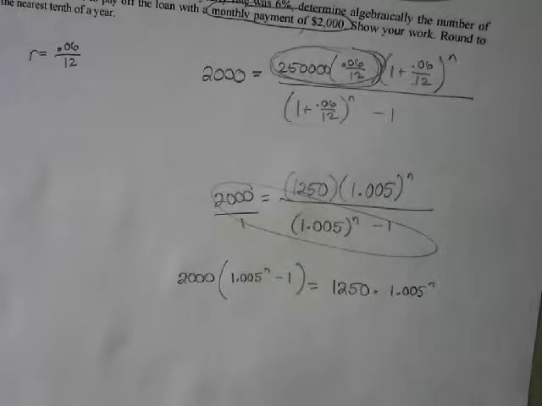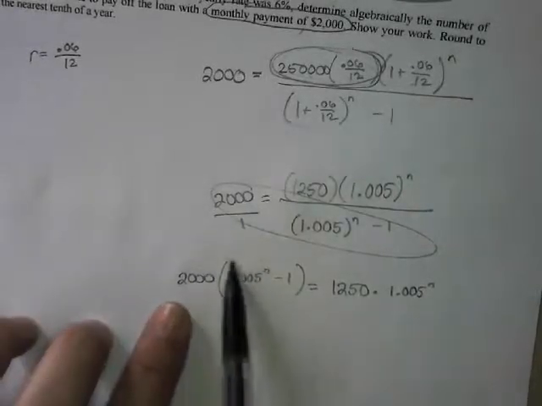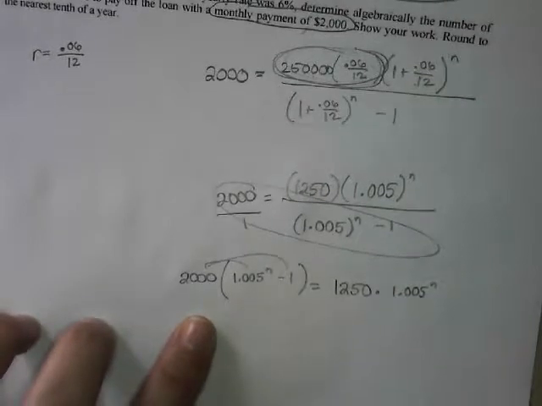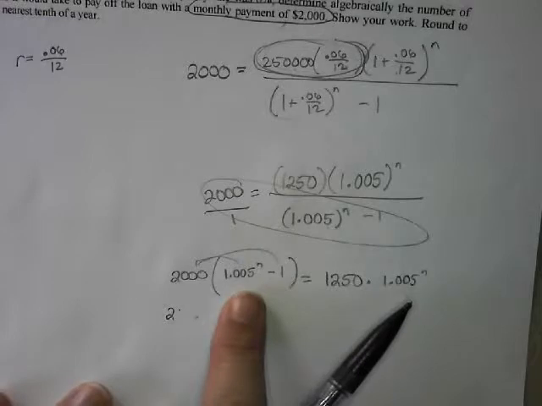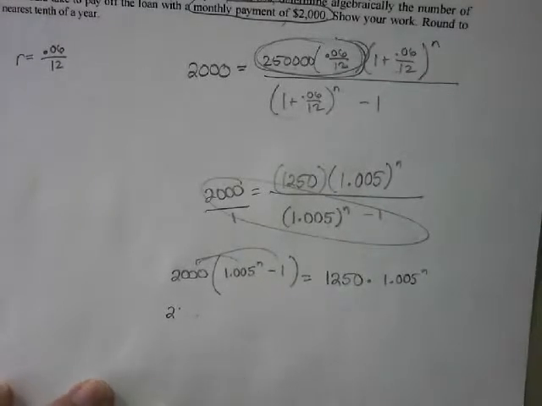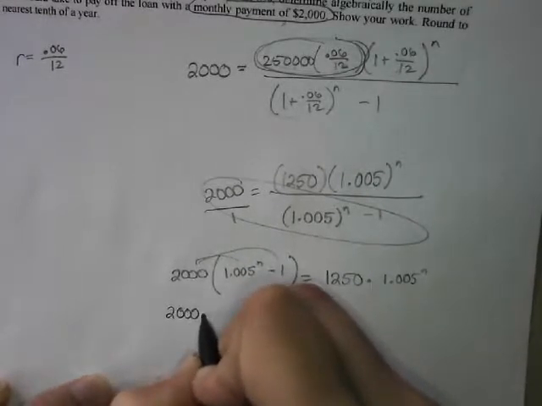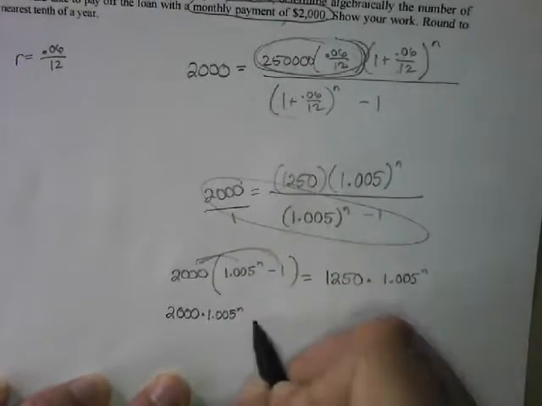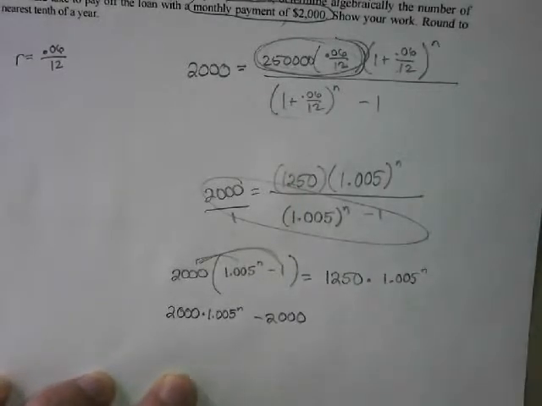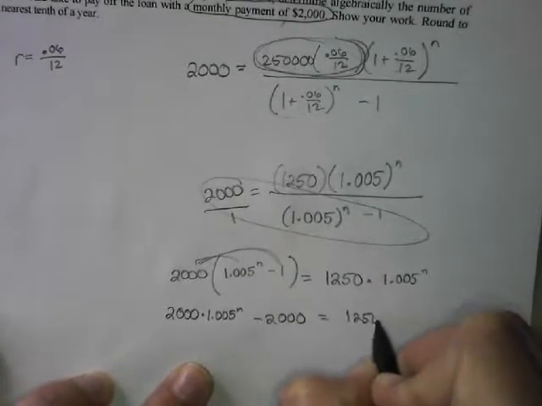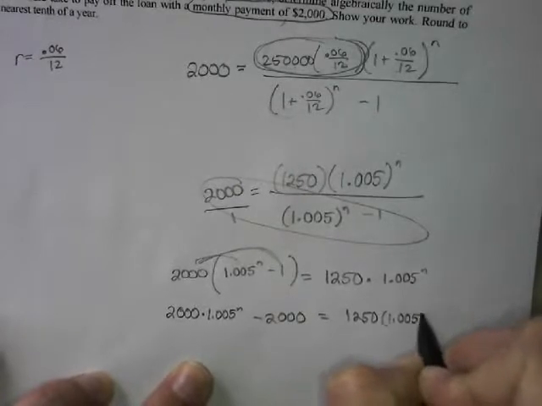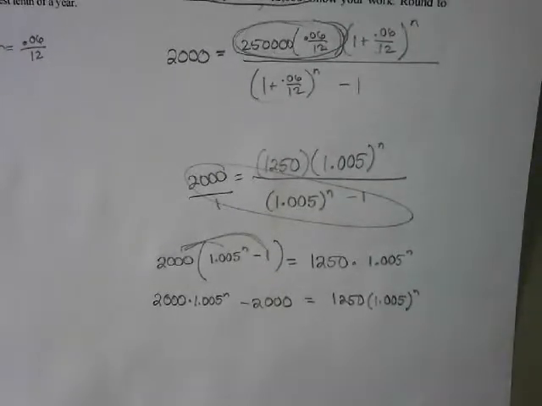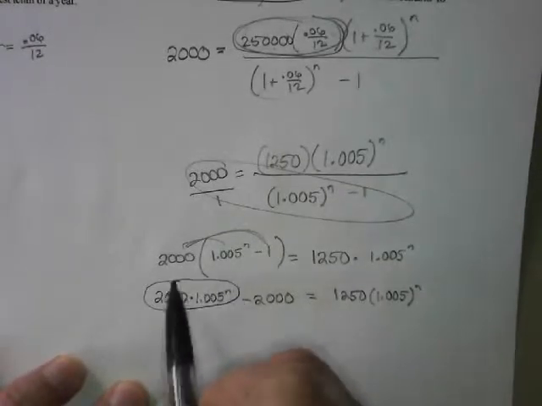I can't get them together yet until I distribute this 2,000 through. So I have 2,000, and again, I can't multiply 2,000 by 1.005 and get a new number. I have to be comfortable leaving it as 2,000 times 1.005 to the nth power, and then minus 2,000 when I distribute to the negative 1. Equals 1250 times 1.005 to the nth power. And now I can get them all together, right? I can subtract this term over to get them all on the same side.